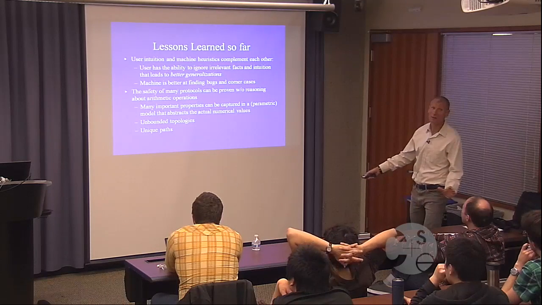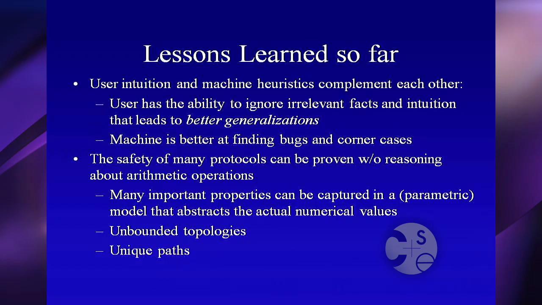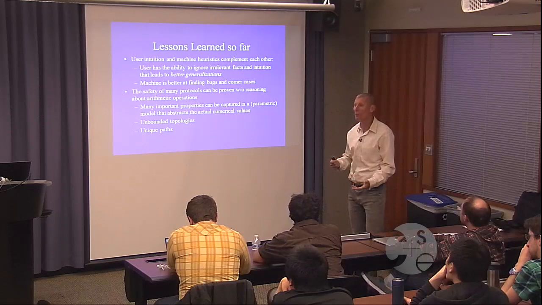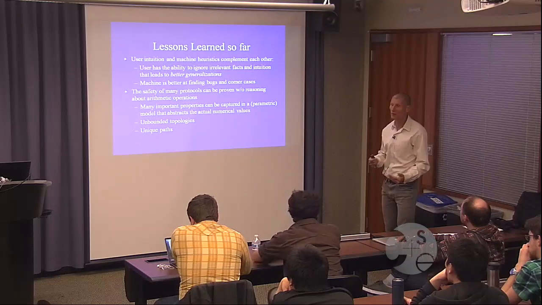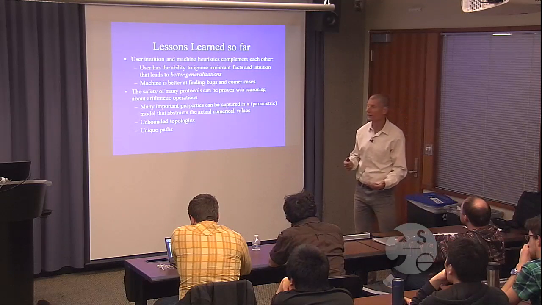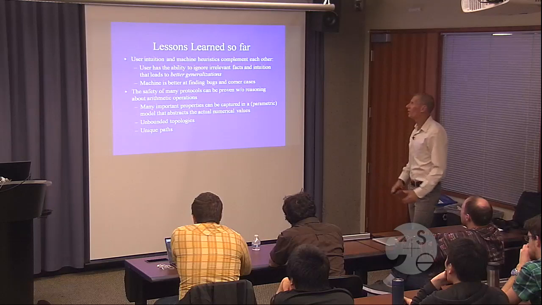So what did we learn here? One thing which maybe is obvious is that the user and the machine heuristics somehow complement each other. The machine is really strong in finding counterexamples. For example, maybe you didn't look at it, but the thing about equality: the machine is pretty smart to figure out what must be equal and must not be equal, which is hard for the user. But for other things, like figuring out the properties, the human is better, especially when we talk about these small protocols that you understand. So this is somehow interesting.